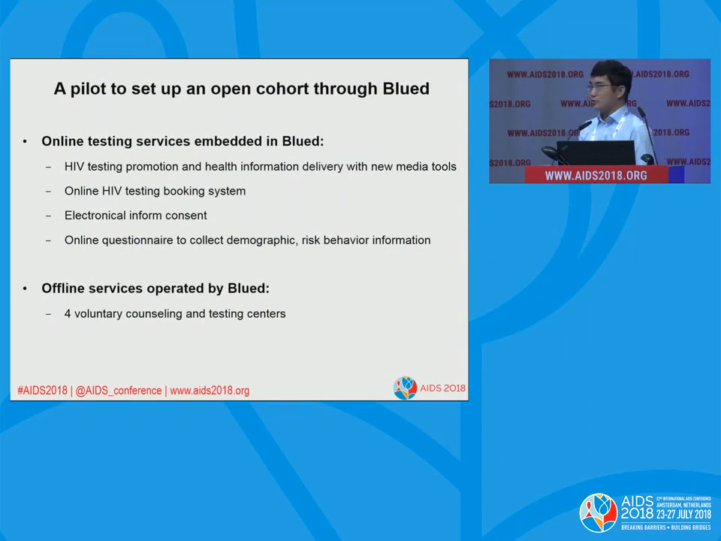So we did that last year, and we combined online and offline services in a platform. Online services provide HIV testing promotion and health information delivery with new media tools, a matrix I will talk about later. We also set up an online HIV testing booking system, electronic informed consent and an online questionnaire to collect some information. And we operate 4 HIV testing sites across Beijing city. So we combine the online and offline together to set up an open cohort.